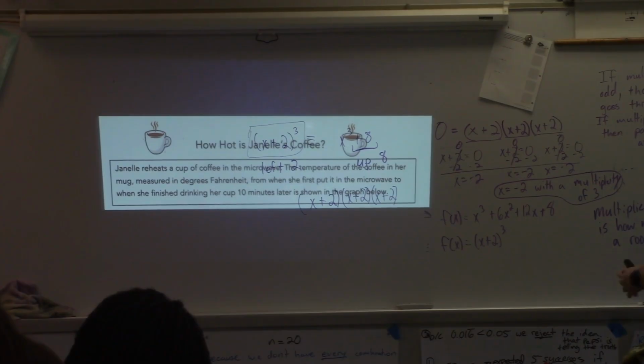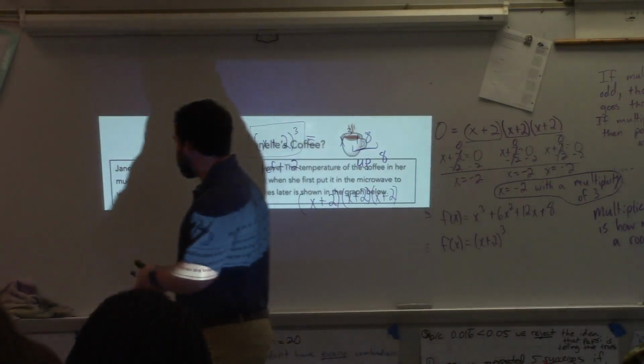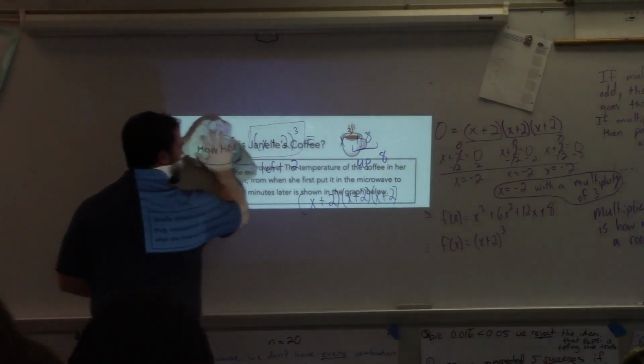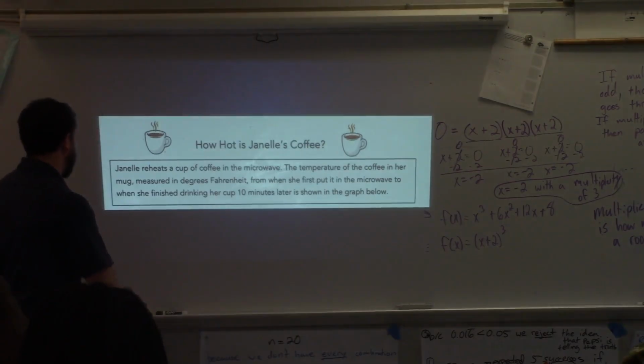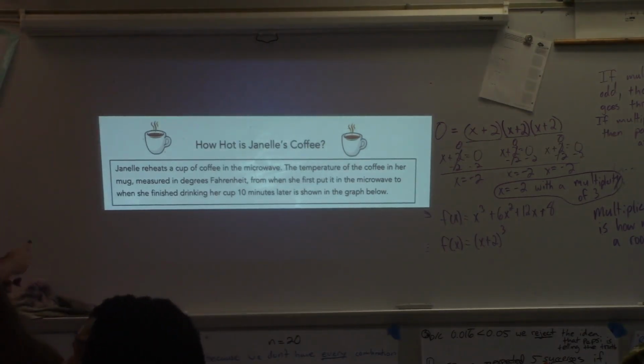Alright, so how hot is Janelle's coffee? Janelle is heating up a cup of coffee in the microwave. This is the sheet I just passed out to help us understand the features of a polynomial. The temperature of the coffee in her mug, measured in degrees Fahrenheit from when she first put it in the microwave to when she finished drinking her cup 10 minutes later, is shown in the graph below.